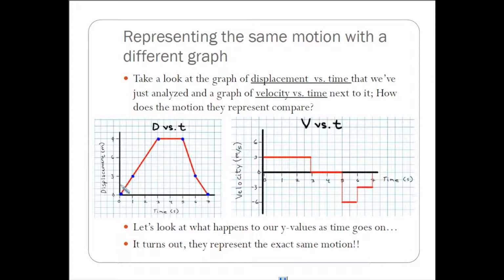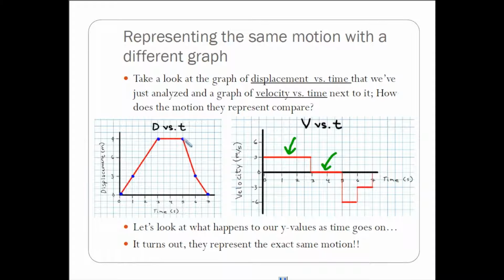You can see that in this first segment from 0 to 3 seconds, we have a positive velocity, and it appears over here from 0 to 3 seconds, we also have a positive velocity. From 3 to 5 seconds, it appears as though we're not moving, so our velocity is 0. And in this graph from 3 to 5 seconds, our velocity is a constant 0. Again, we can just look directly at the y-axis to see what the value is for our velocity.